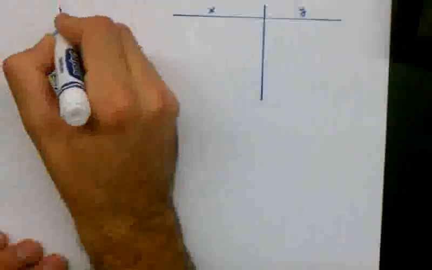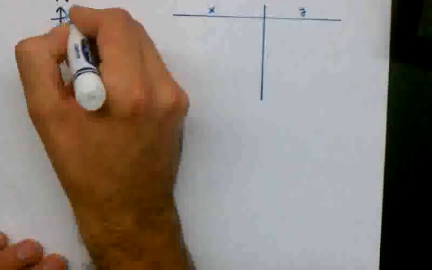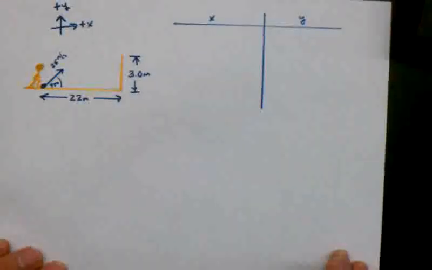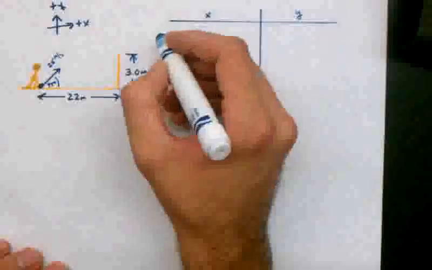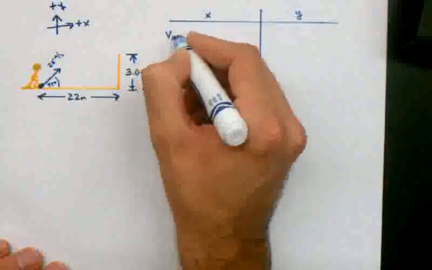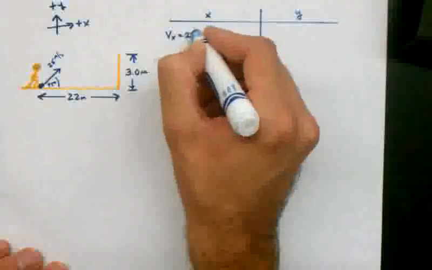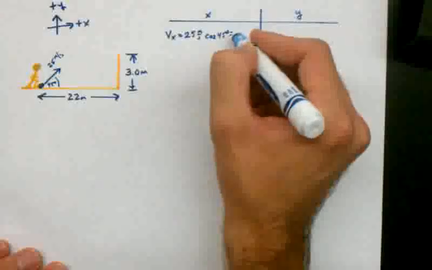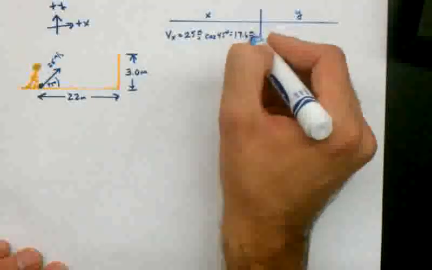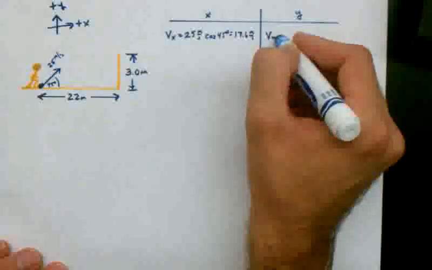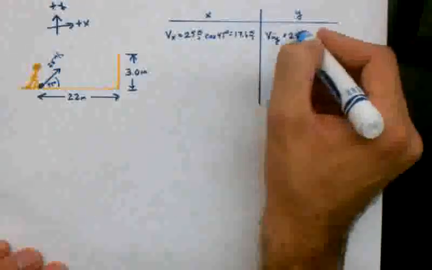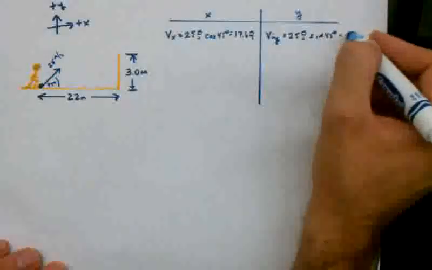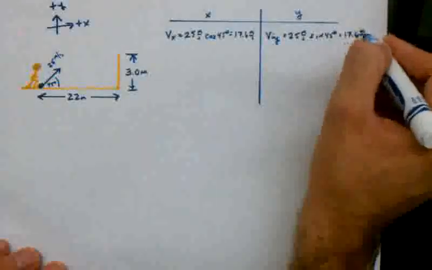So the first thing to do is set our positive directions. Up is positive y, to the right is positive x for my problem. So I'm going to break up my 25 meters per second into x component and y component. 25 meters per second times the cosine of 45 degrees gives me 17.6 meters per second. The velocity initially in the y is 25 meters per second times sine 45 degrees. That also gives me 17.6 meters per second.